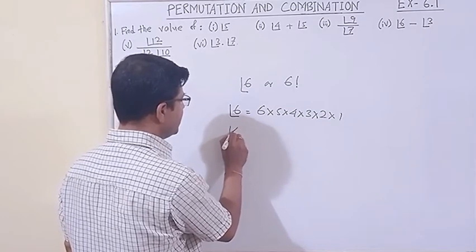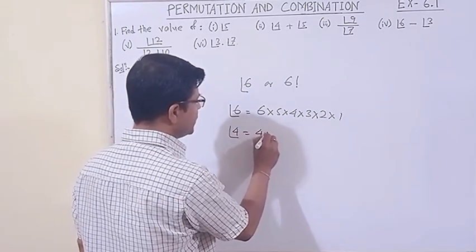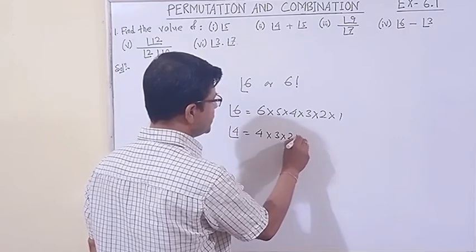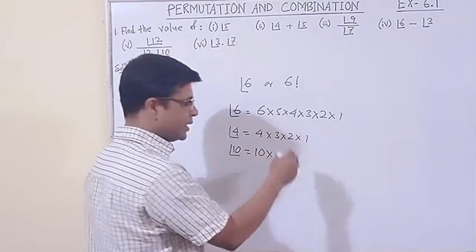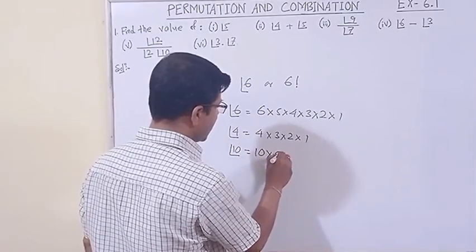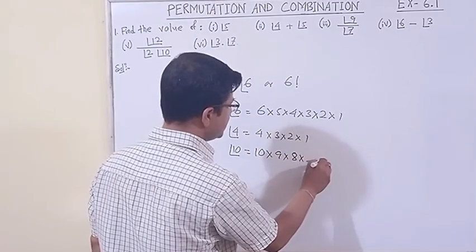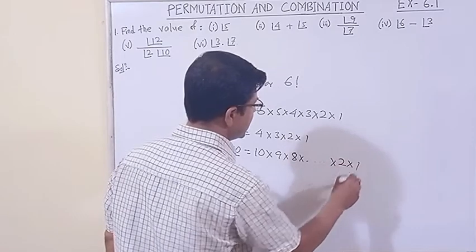Similarly, suppose factorial 4. What is the meaning of this? 4 into 3 into 2 into 1. What is factorial 10? Means 10 into, then what is the next decreasing number? 9, 8. In this way it will go on into 2 into 1 at the end.